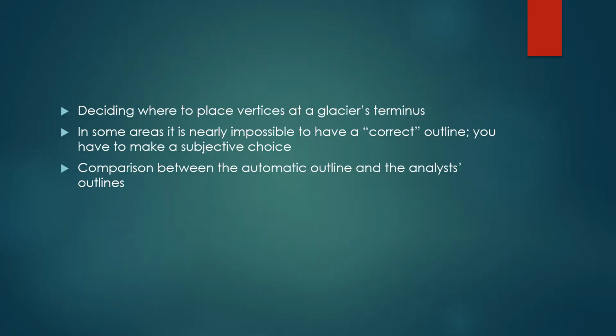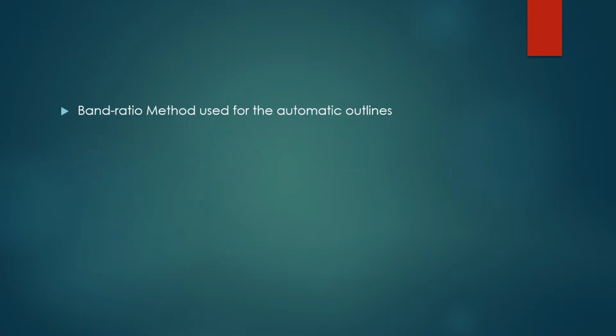And because the outlines are a subjective choice, it is impossible to have a perfectly correct outline, since there is human error involved as well as the choice of how to digitize the outline. The automatically generated outline was made using the band ratio method.